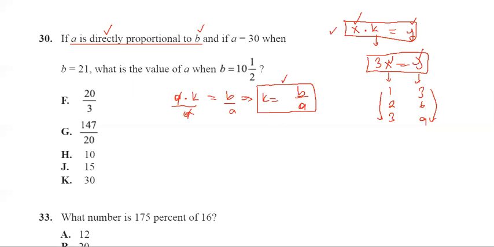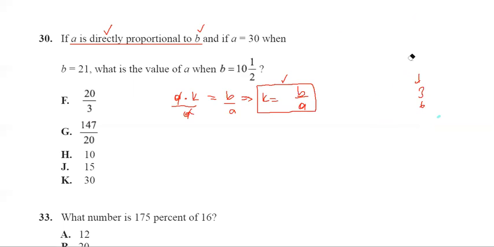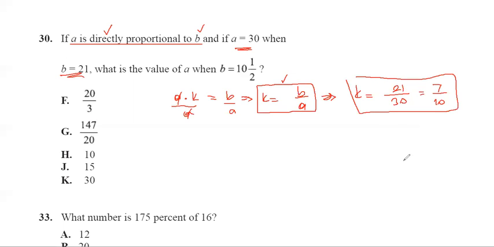I hope that makes sense, at least for the meaning of directly proportional. So let me just go ahead and do this problem. That will be a little bit easier, I think. Now A is given 30, and B is 21. So K is going to be 21 over 30. If I cancel those two numbers by 3, that is going to be 7 over 10. So K is 7 over 10, which is my unknown number K.